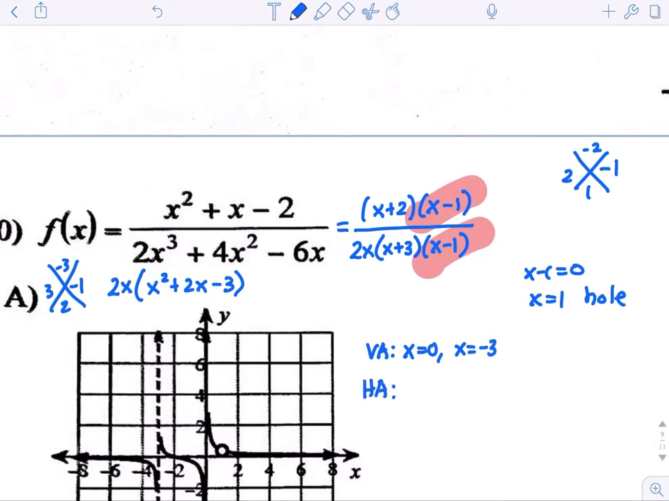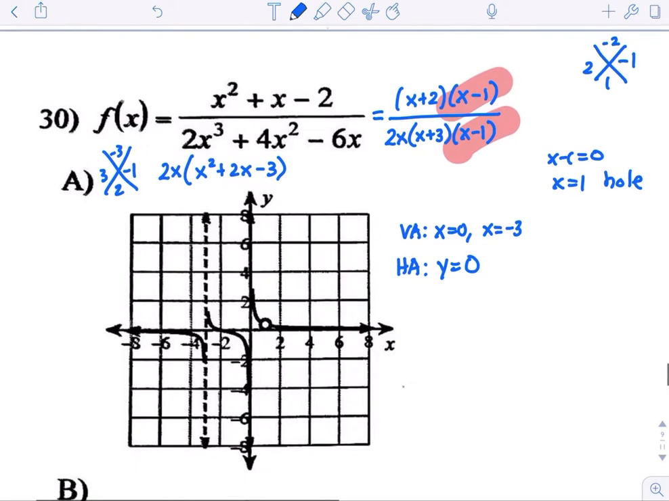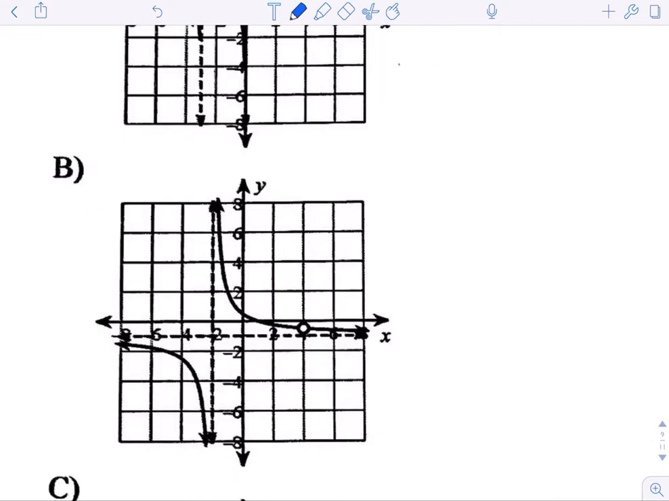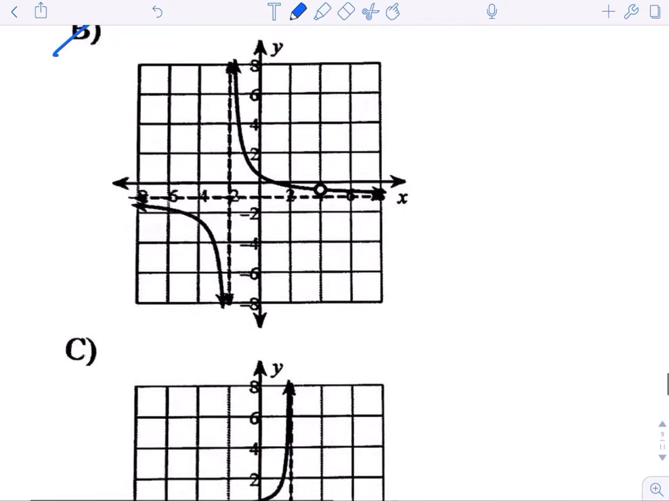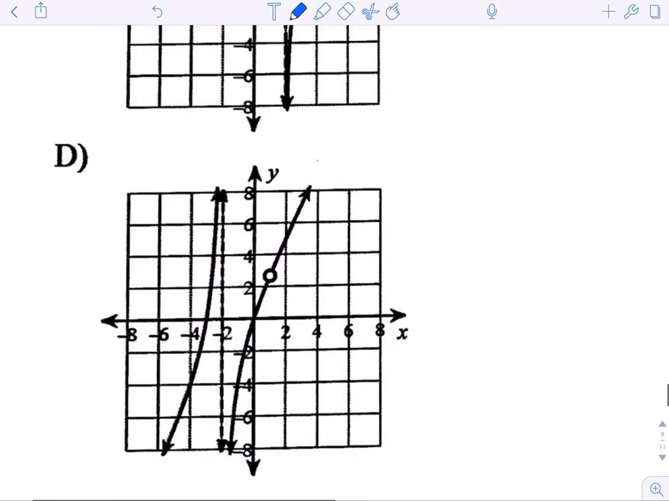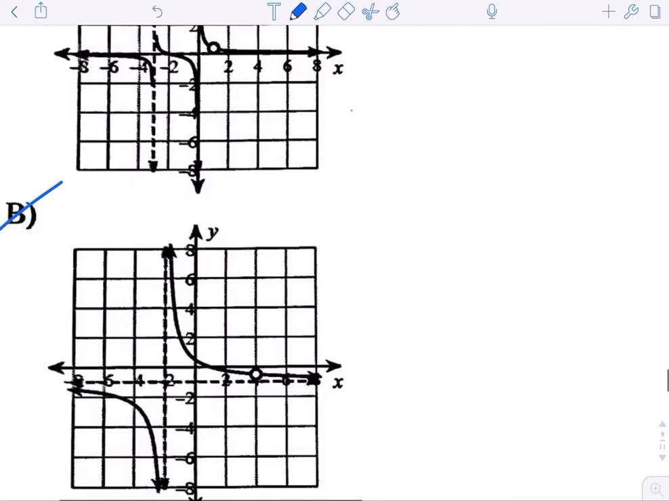Now notice, 2 is less than 3. If the degree in the denominator is greater than the degree in the numerator, then the horizontal asymptote would be at 0. So, let's just look for holes at 1. A has a hole at 1, so that one's okay. This one has a hole not at 1, so we're going to cross that off. This one does not even have a hole. And this one does have a hole at 1. So between A and D.